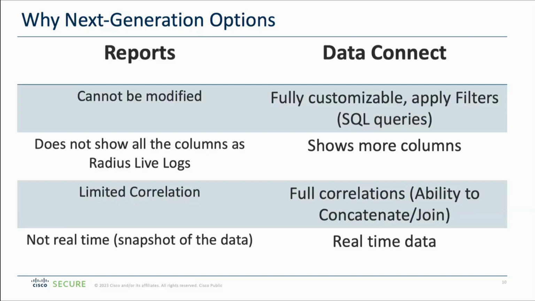On the other side, with DataConnect, we have full correlations. We have the ability to concatenate. We have the ability to use SQL queries again to perform join operations that will allow us to correlate the information for 2, 3, or more tables from the views that are available in DataConnect. What's the most important point for this? This is regarding the time. With DataConnect, we are going to be able to go directly to the data, and we are going to have real-time data. And this is something that we are going to talk about now.